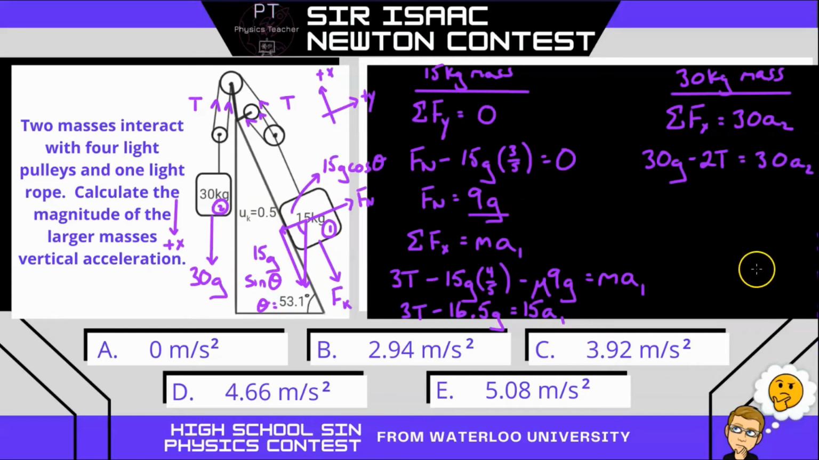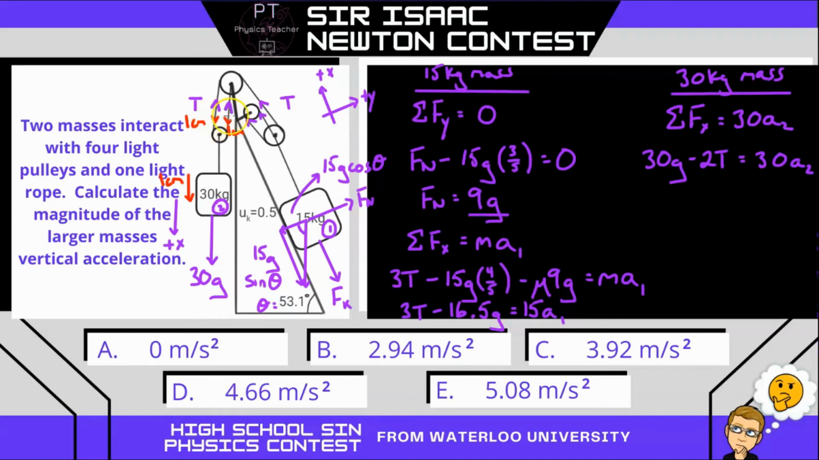Now I want to look at A1 and A2. Are they the same? They're actually not. In a lot of these questions where you just have one rope going over one pulley, yes, they are. But let's analyze this a little bit deeper. Let's say this 30 kilogram mass goes down by 1 centimeter. If it goes down by 1 centimeter, both of these ropes need to each go down by 1 centimeter.